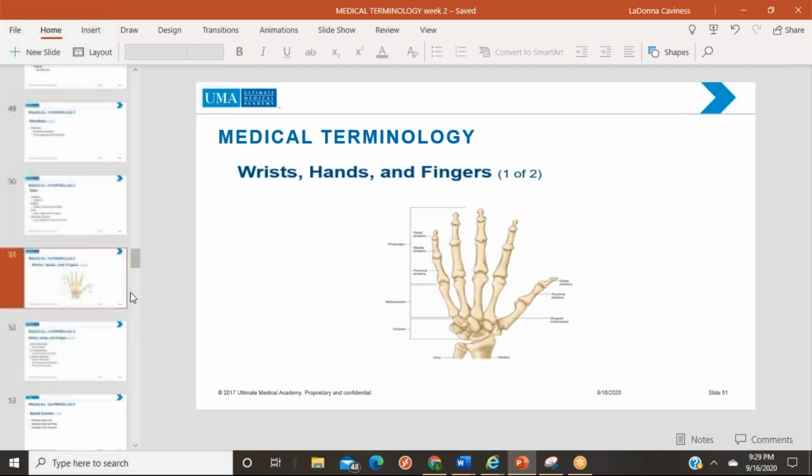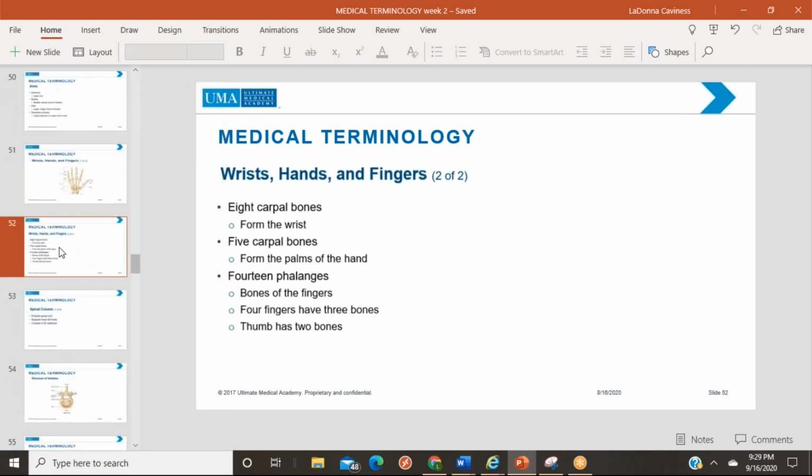Wrist, hands, and fingers. All right, so 8 carpal bones form the wrist, 5 metacarpal bones form the palms of the hand, 14 phalanges, bones of the fingers. 4 fingers have 3 bones, thumb has 2 bones.